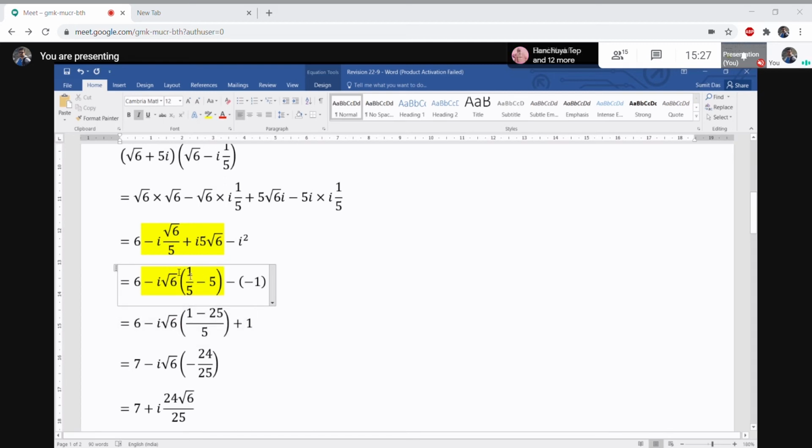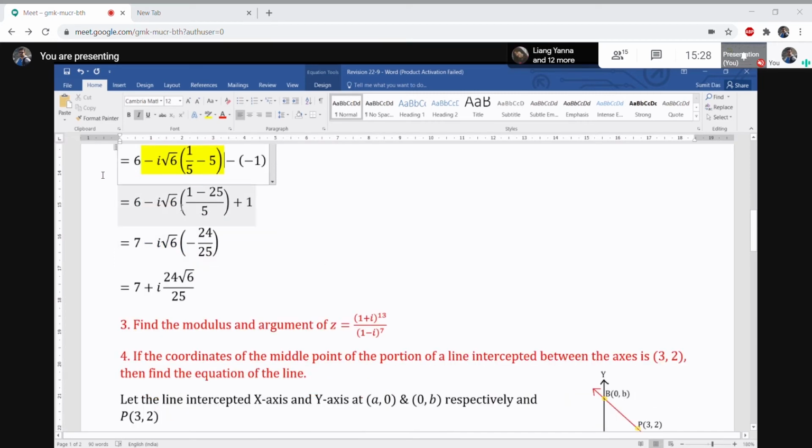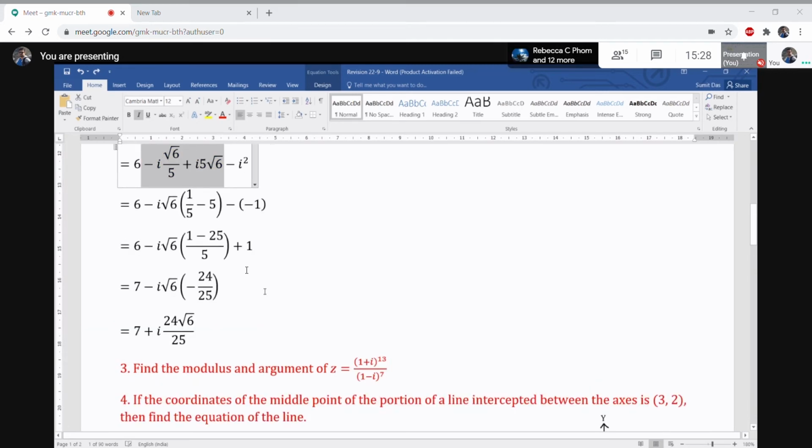What is happening here? Here I'm doing the LCM only. So the LCM will be 5, and 1 minus 25, 5 into 5 is 25. Then next line, this 1 and 6 added, so it is 7. Here i root 6 same, and 1 minus 25 is minus 24 by 25. So this minus and this minus will be plus i 24 root 6 by 25. That is our question, that is our solution.